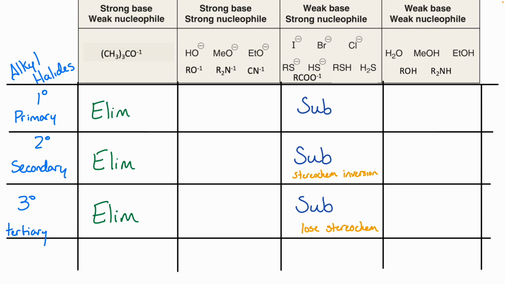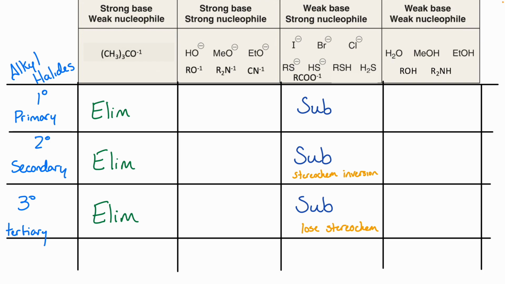All right. So these two categories, these two columns are kind of the easiest here, right? Because we have things that are good bases but bad nucleophiles. Well, bases prefer elimination reactions. And if you're a bad base but a good nucleophile, then you're going to prefer substitution reactions. So now let's go to the mix of both here. What about something that's a weak base and a weak nucleophile?